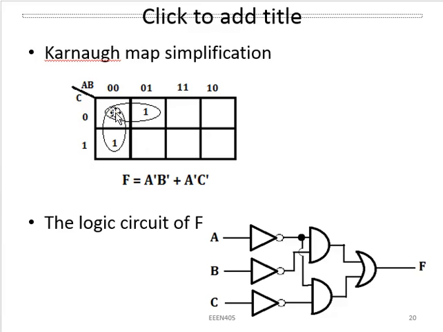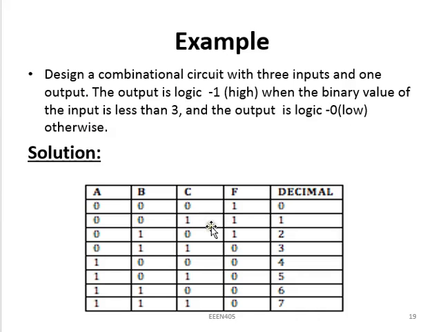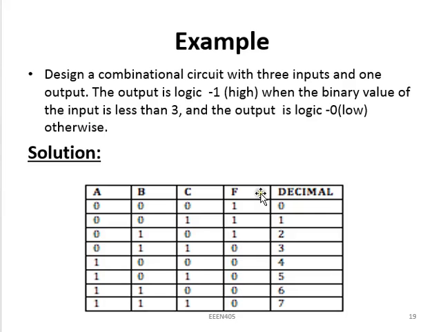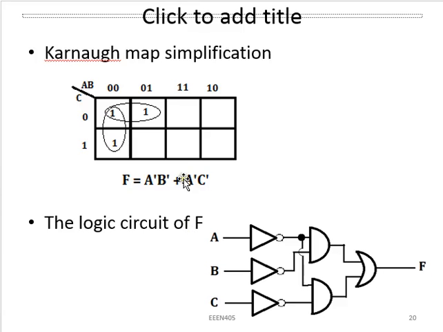The second place where I have 1 is 0, 0, 1, which is this. And the last place where I have 1 is 0, 1, 0, which is this 0, 1, 0. So I can combine these 2 adjacent squares and these 2 adjacent squares. If you look at moving from here to here, you can see that the value of A remains 0 and 0, but the value of B has changed from 0 to 1.